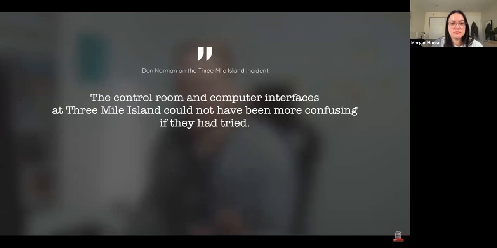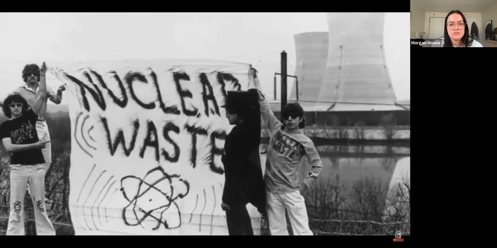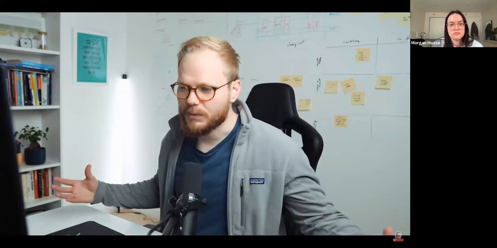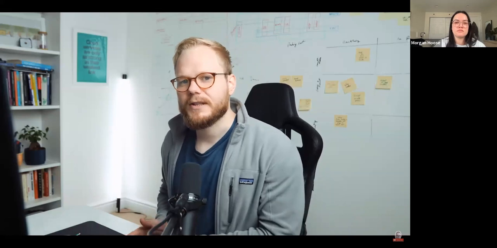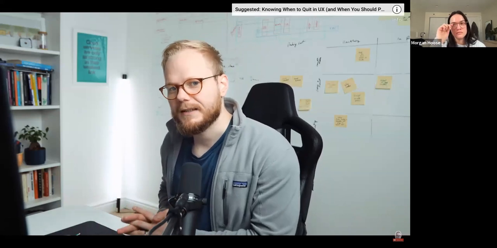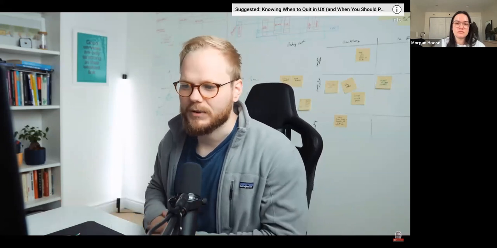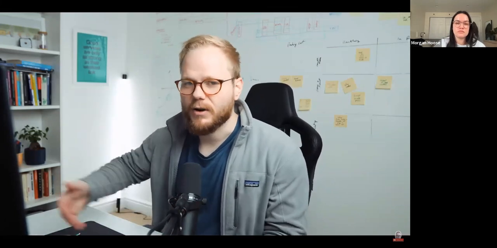And Don Norman, the UX grandfather, also said about this accident that the control room and computer interface at Three Mile Island could not have been more confusing if they had tried. There are a lot of knock-on effects that caused a lot of cancer cases. There has been a lot of dismissal of that because it's not statistically adequate. But of course, there is a massive ripple effect, which if not detected on time, or not remediated properly, could cause even bigger outbreaks, like what happened in Europe with the Chernobyl accident.